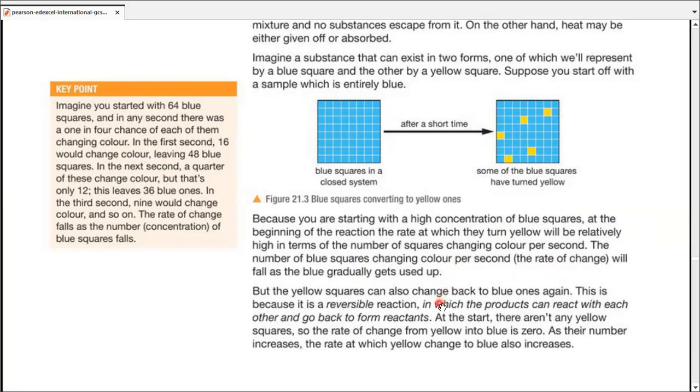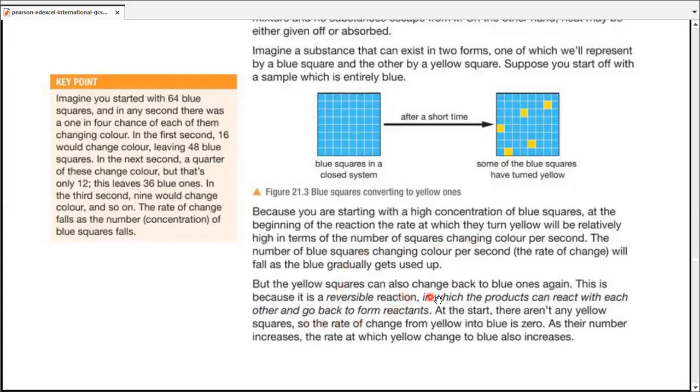We do understand the reaction is fastest at the start, and since the reactants are being consumed, the reaction slowly falls off in its rate and gets slower and slower. And there comes a time when it's almost dead. Now, moving on with this example, the yellow squares can also change back to blue once again. This is because it's a reversible reaction in which the products can react with each other and go back to form reactants.